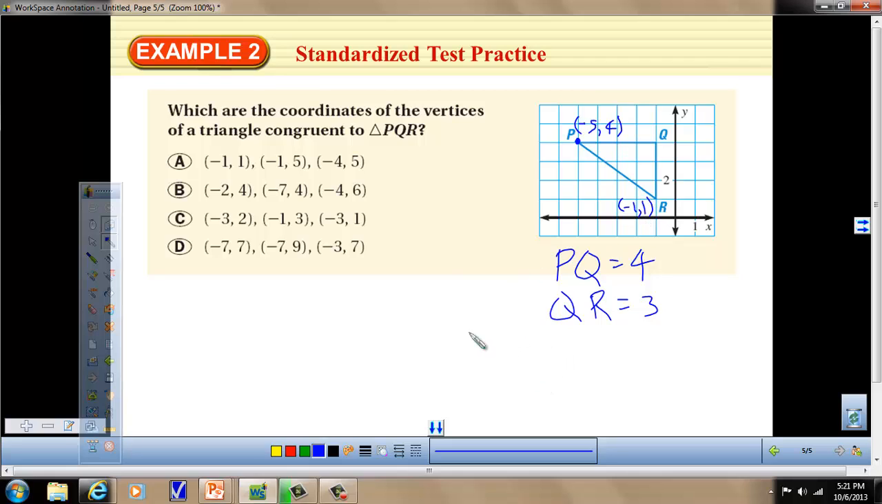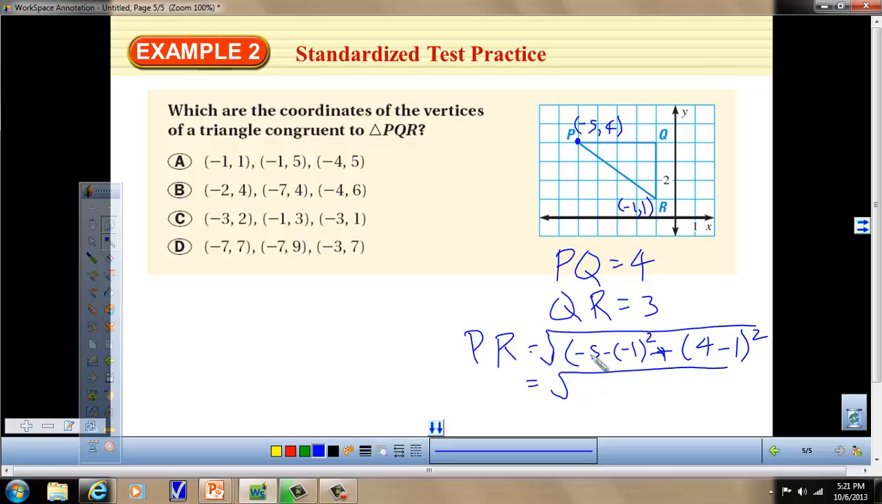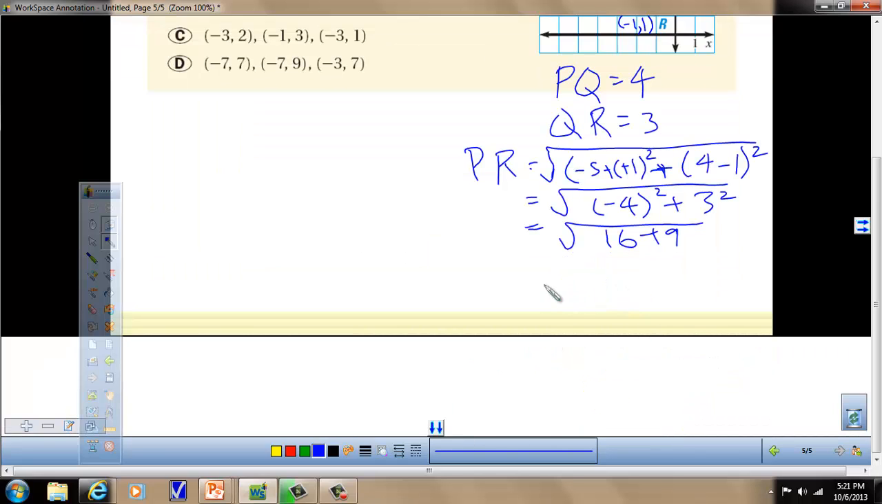So if I want to find PR, I'm going to do the square root of negative 5 minus a negative 1 squared plus 4 minus 1 squared. This gives me the square root of a negative 4 squared plus 3 squared. And you notice it's the same numbers that are here, and that's always going to be true. So we get 16 plus 9. We get the square root of 25, which gives us 5.